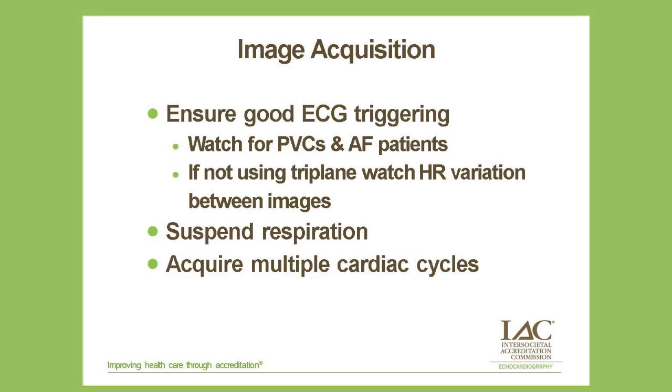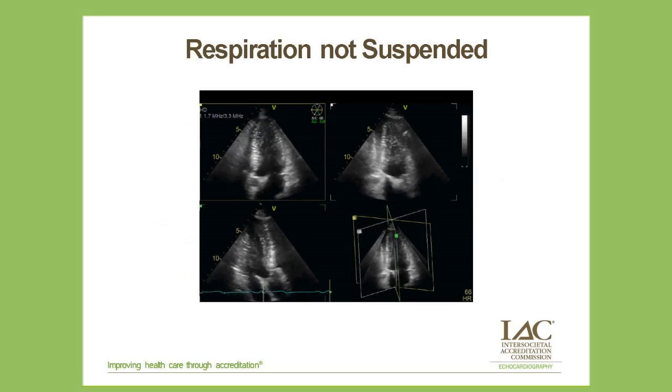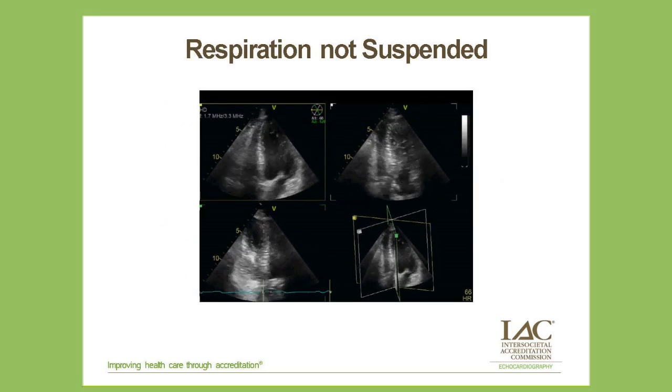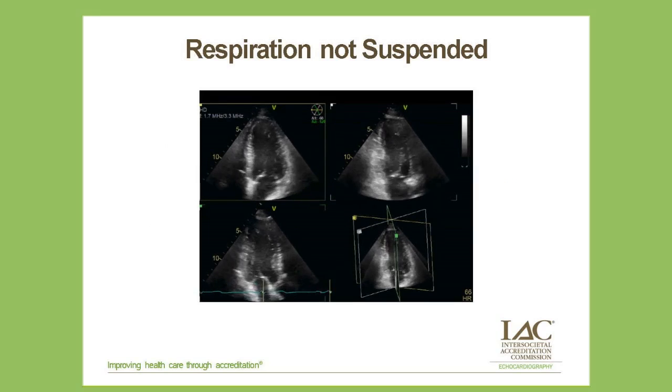Plus, and I'm going to show you an example here in just a minute where respiration was a factor in the strain on the patient. So also we acquire multiple cardiac cycles. We know that our machine more or less picks which cycle that it's going to do the calculation from, or on some machines you can actually pick which cycle you want to utilize. So just keep that in mind. But keep in mind too that you want multiple cardiac cycles to ensure that you can do your calculation throughout that cycle. So here's an example of a patient where respiration was not suspended.